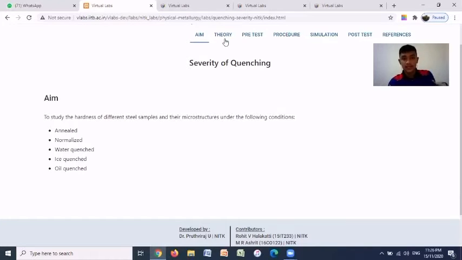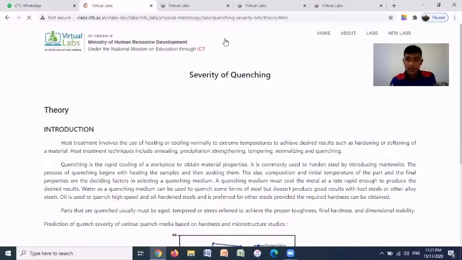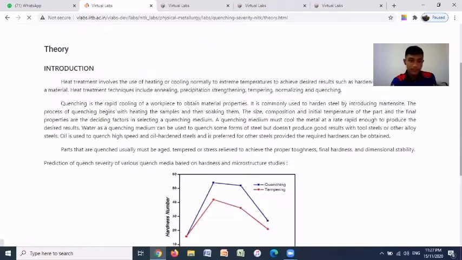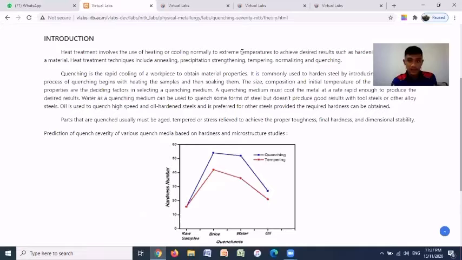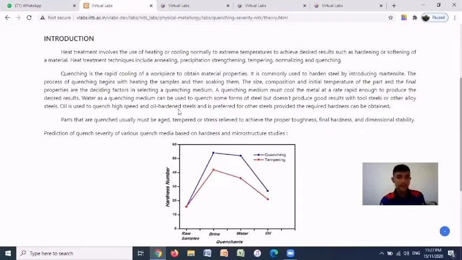Ni dia, teori dia, teori reaction dia. Heat treatment involves the use of heating or cooling, normally to extreme temperatures, to achieve a desired result such as hardening or softening of a material. Heat treatment techniques include annealing, precipitation strengthening, tempering, normalizing, and quenching.